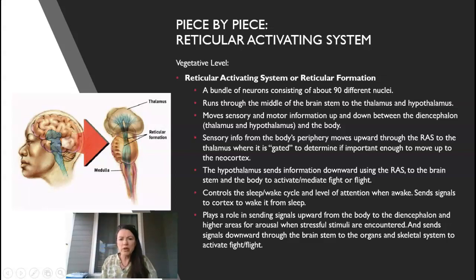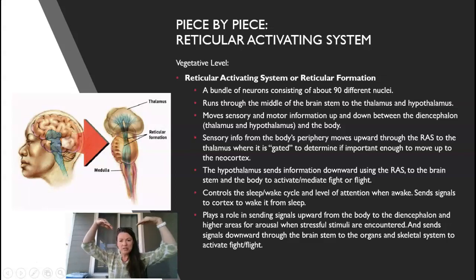Sensory info moves from the body periphery upward, so information is flowing upward through it to the thalamus, where it's then gated to determine if it's important enough to move into the neocortex and all those sensory centers.